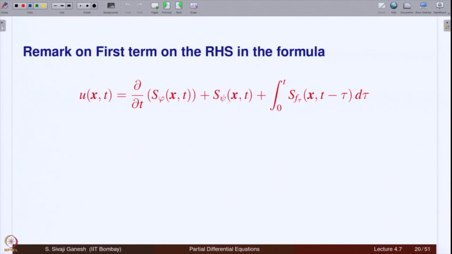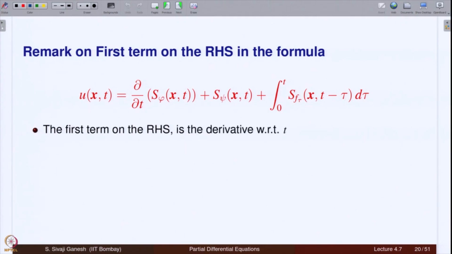Now, a remark on the first term. We have to check that these are indeed solutions to the homogeneous wave equation, and that they satisfy the Cauchy data; we are going to do that. Now, let us concentrate on the first term, which is the derivative with respect to t of S phi of x, t. What is S phi of x, t? It is a solution to the wave equation by definition: a solution to the homogeneous wave equation with initial displacement 0 and initial velocity phi of x.